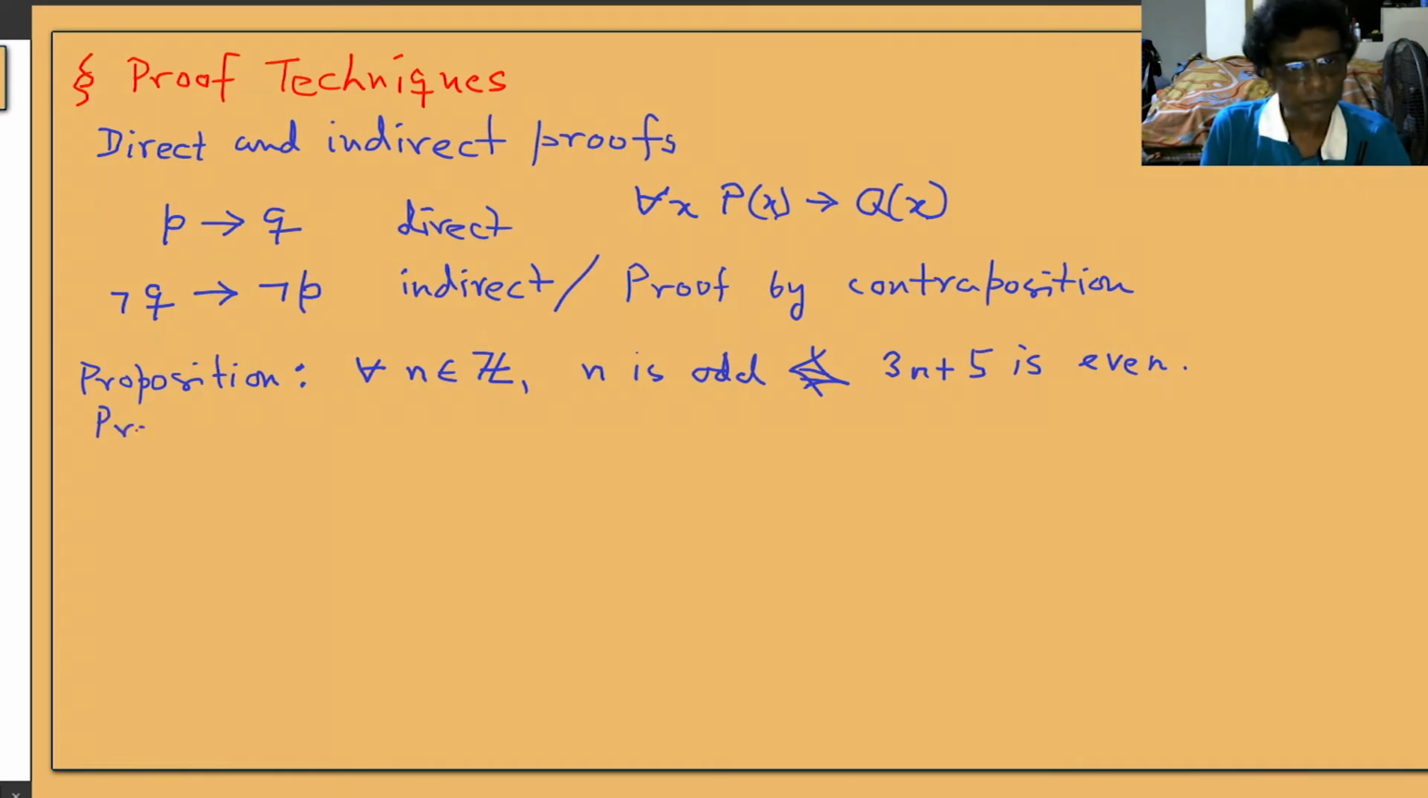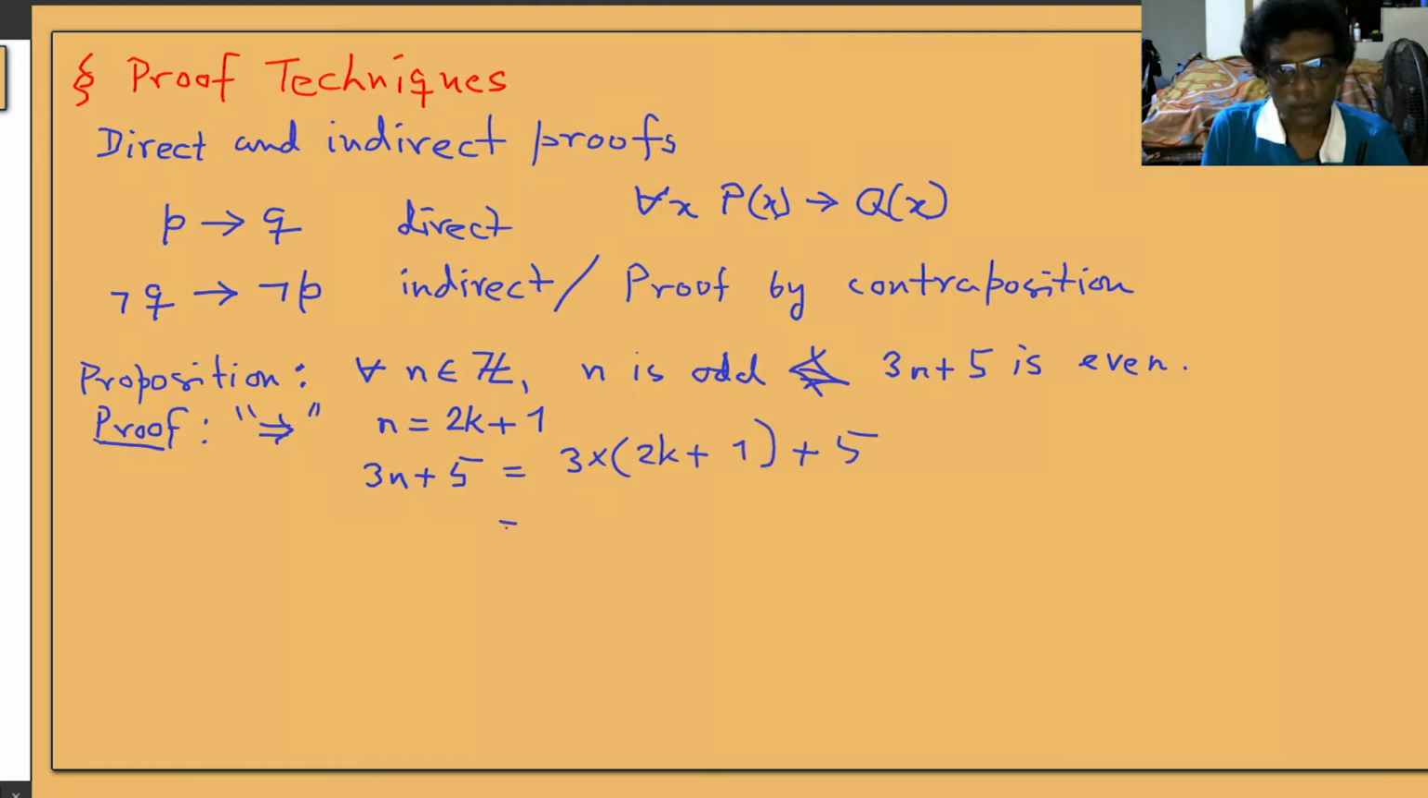Proof. Direct proof. First part, actually this is an if and only if statement, so I have two directions. If n is odd, then I will prove 3n plus 5 is even. So I will make a direct proof. n is odd means I can write n as 2k plus 1 for some integer k. If that is the case, what is my 3n plus 5? 3 times 2k plus 1, plus 5. And let us do a little bit of manipulation. This is 6k, and 3 plus 5 is 8, which is 2 times 3k plus 4. Since k is an integer, 3k plus 4 is an integer, and this is 2 times this. So 3n plus 5 is even. This is a direct proof.